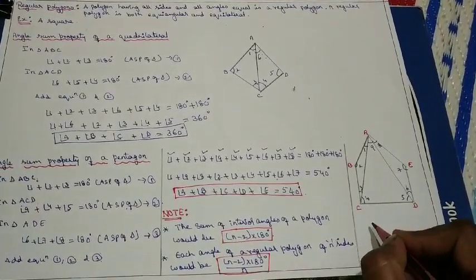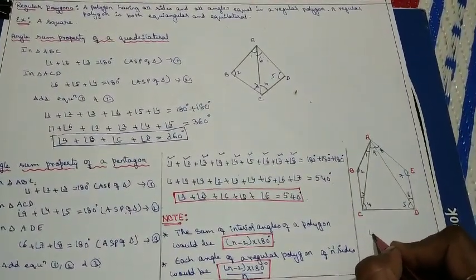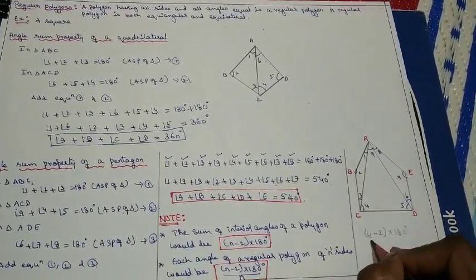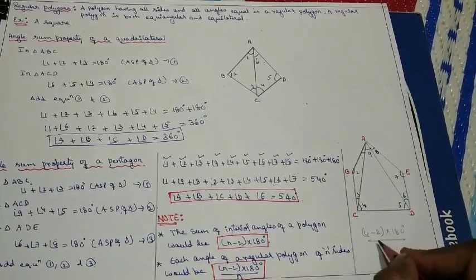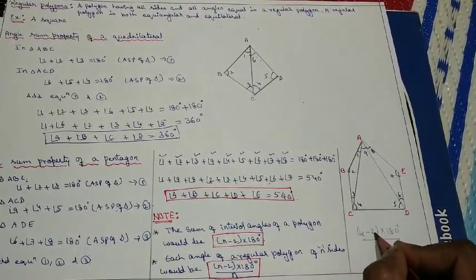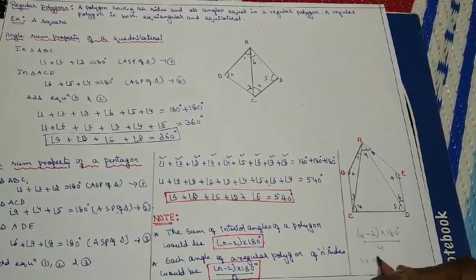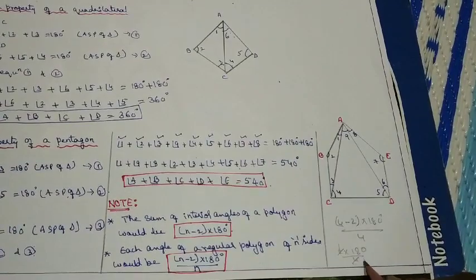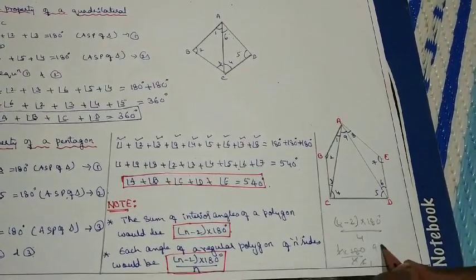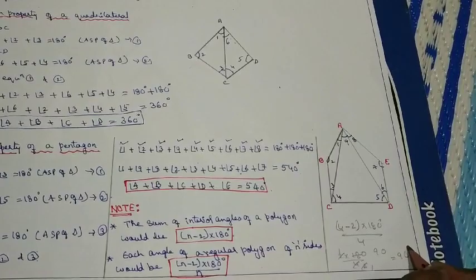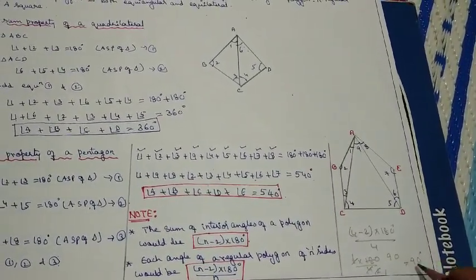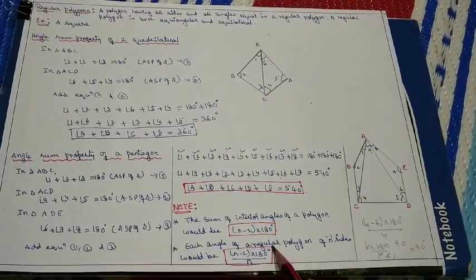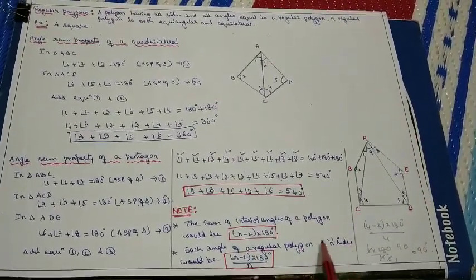So if I take a square, which consists of 4 sides, (4 minus 2) into 180 degrees divided by n, where n is again the number of sides, that is 4. 4 minus 2 is 2, 2 into 180 divided by 4. If I do the cancellation, 2 ones are 2, 2 twos are 4, then 2 nines are 18, 0. That is, each angle in a square is 90 degrees. We know that in a square each angle is 90 degrees. But this formula can be applied only for regular polygons, not for all kinds of polygons.